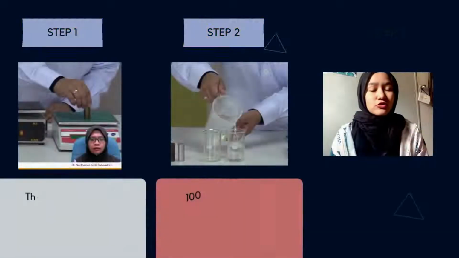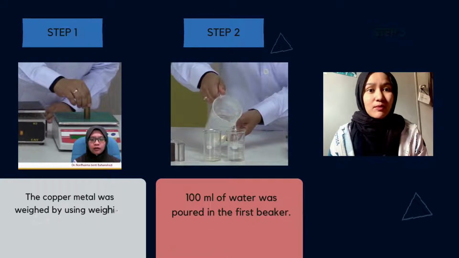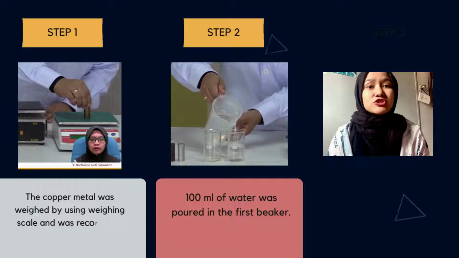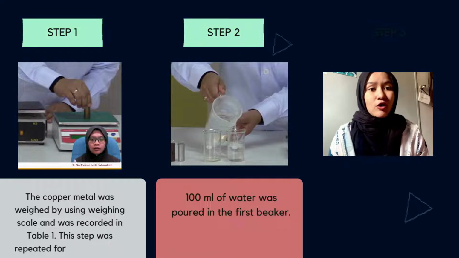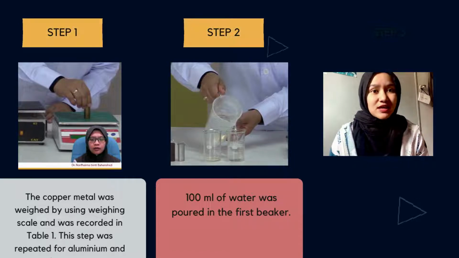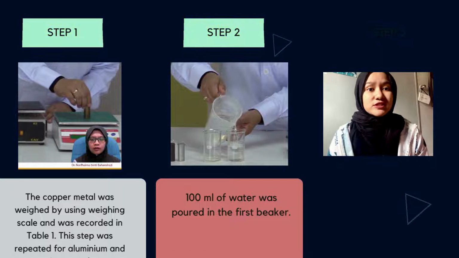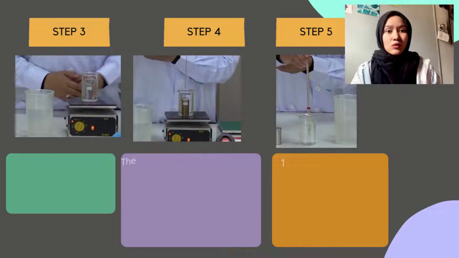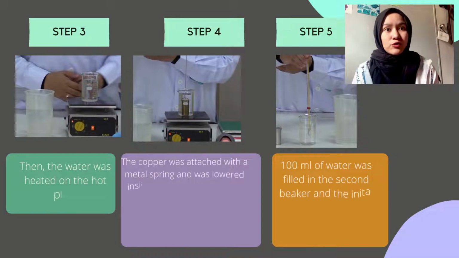For the methodology, the first step is the copper metal was weighed using the weighing scale and was recorded in table 1. This step was repeated for aluminium and iron. The second step is 100 ml of water was poured into the first beaker. For the third step, the water was heated on the hot plate.